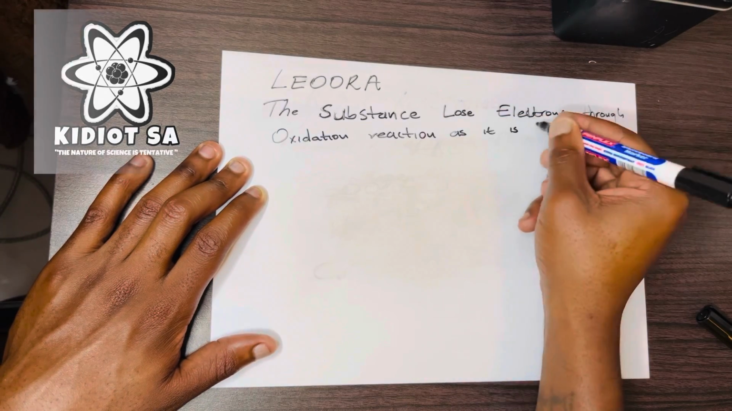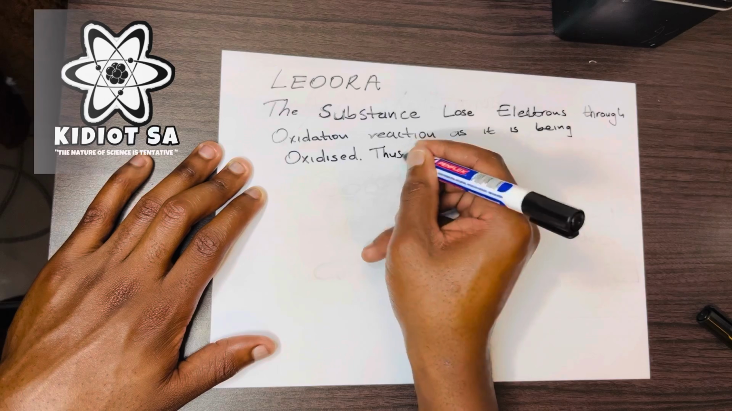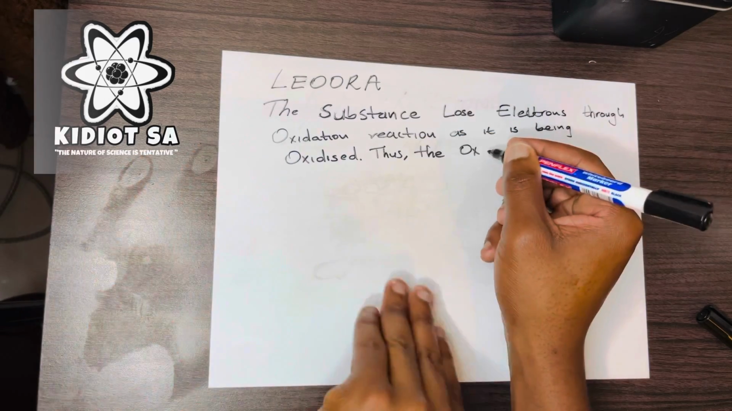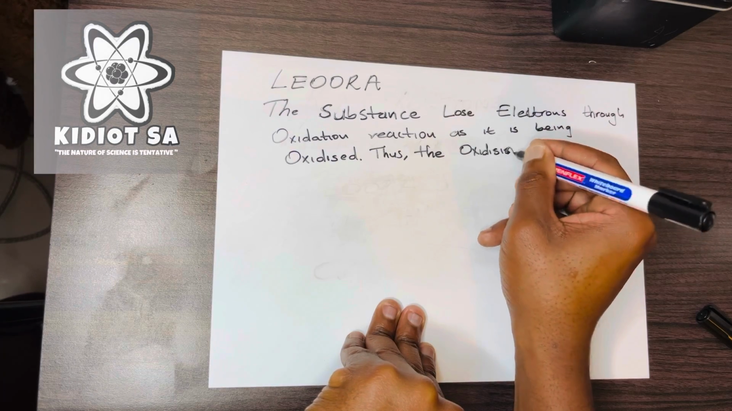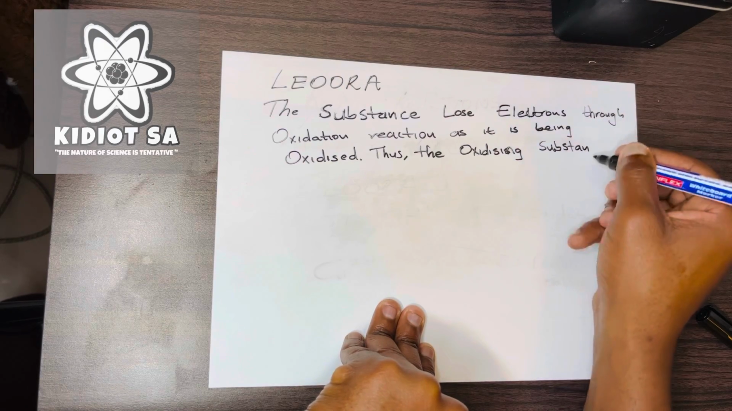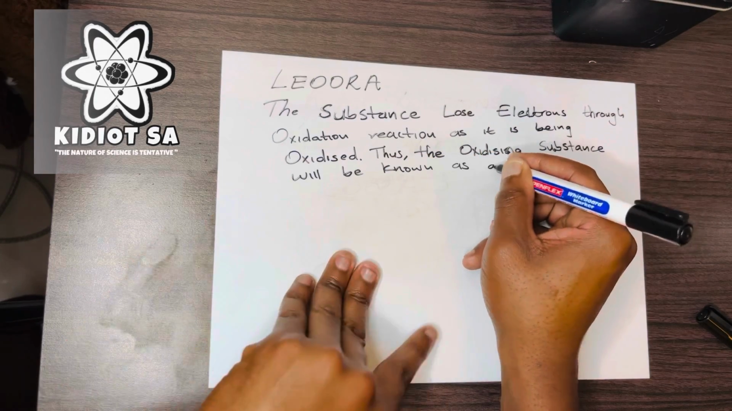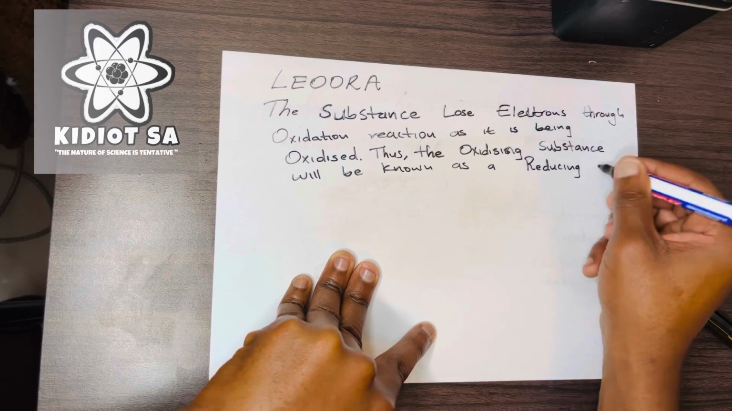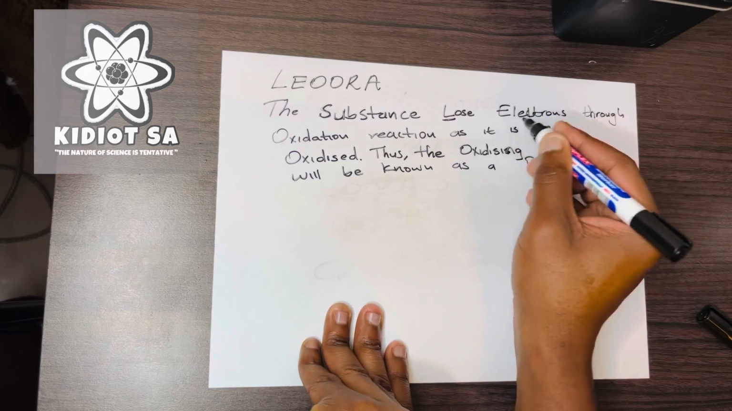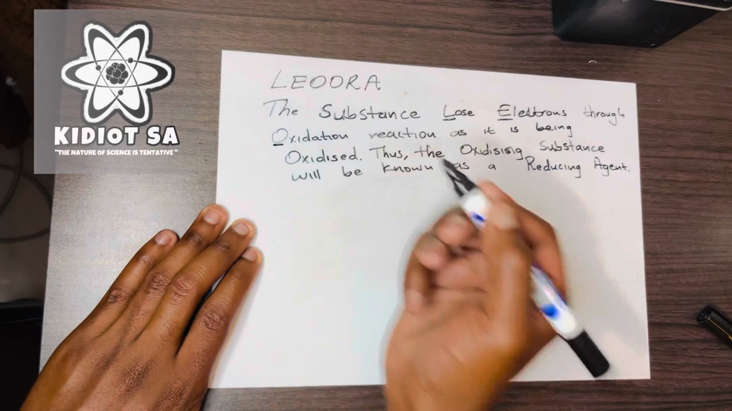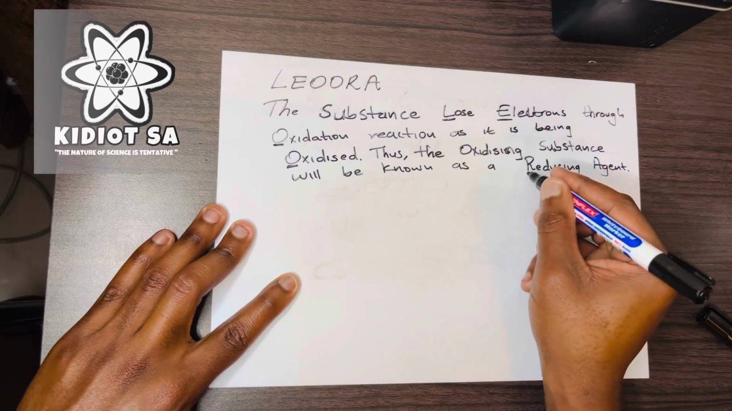As it is being oxidized. Thus, the oxidizing substance will be known as a reducing agent. Okay, so now, the word LEOORA, we took letter L from here for the lose, and then letter E from this word electrons, and then the first O from this oxidation, and then the second O from oxidized, and thus the oxidizing substance will be known as the R and the A.